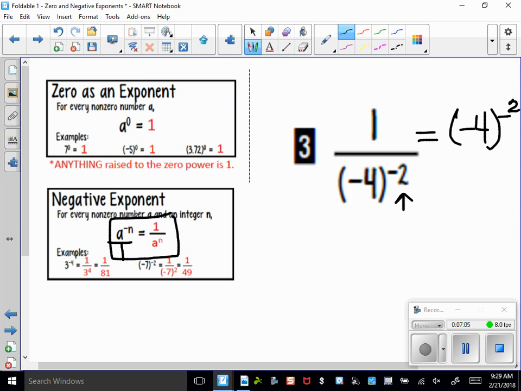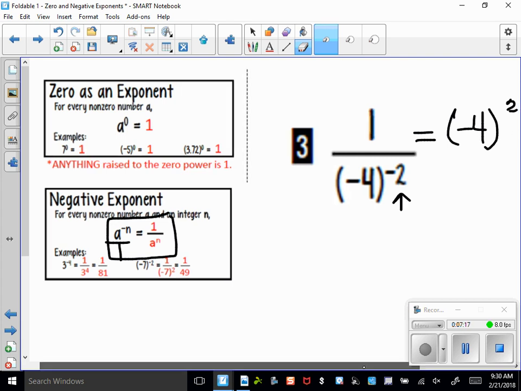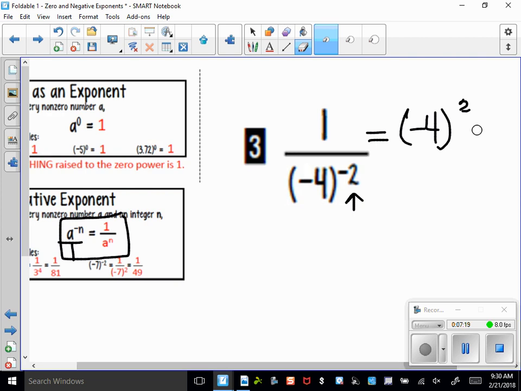Oh, sorry. That should be a positive 2. Okay? Because that's the whole purpose of taking the reciprocal, so the exponent will become positive. You can't leave negative exponents in your final answer. That's the whole goal. So, since this is actually in parentheses, I am squaring the negative. So a negative 4 times a negative 4 is a positive 16. Are we okay with that example? Okay.